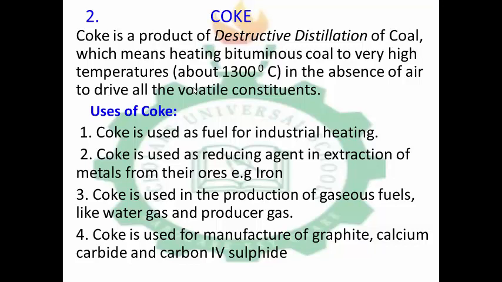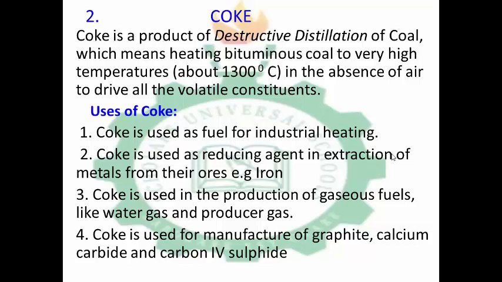And then when it is heated in the absence of air and under very high temperature, all the volatile constituents will be driven off from the coal. And then among those volatile constituents, some can be condensed back, and then we can get coke anyway, which is solid and can be used as fuel for industrial heating. Then coke is also used as a reducing agent in extraction of metal from the ore.